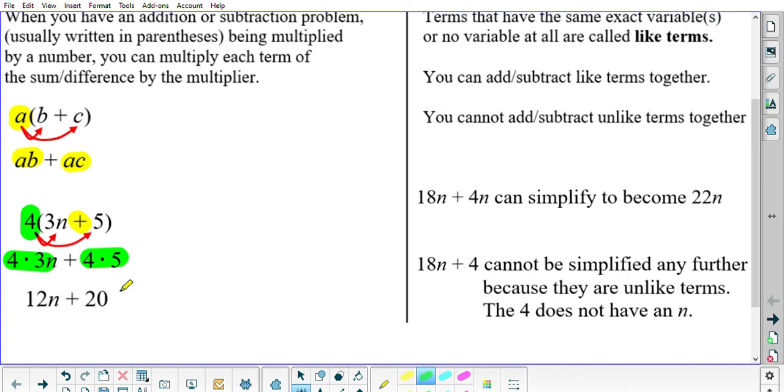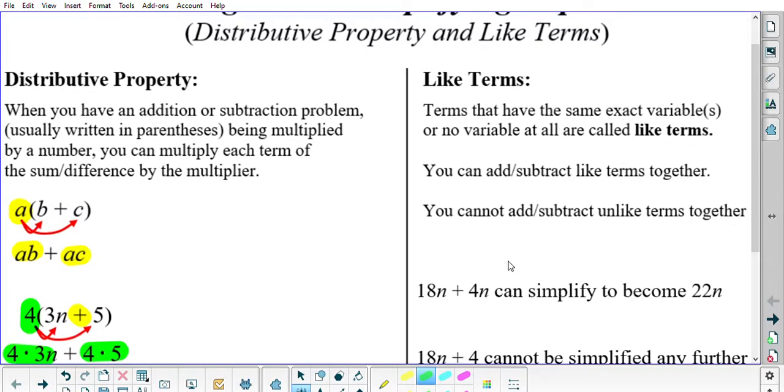Now, do you necessarily have to show the step where I put 4 times 3n, 4 times 5? No, you probably don't have to anymore because this is not the first time that you've ever seen the distributive property. This is naturally a review. So you could probably skip that in-between step and go straight to the 12n plus 20. Which brings up the next idea we have to talk about, which is like terms.